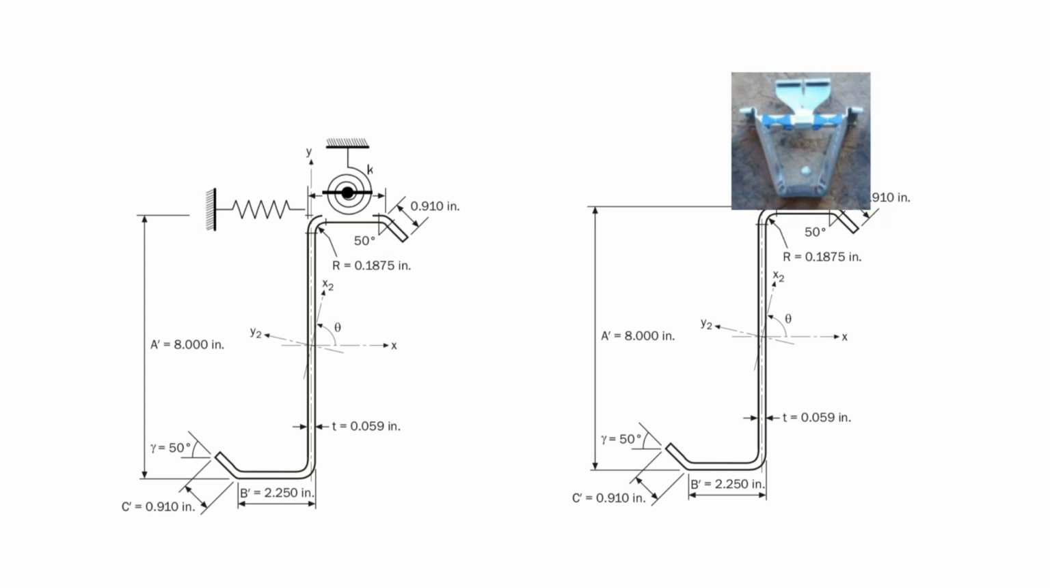We consider that the clip provides both rotational stiffness and translational stiffness to the flange that it's connected to. So you can see the clip here, and then you see that we have 2 springs that represent how the clip is interacting with the purlin.